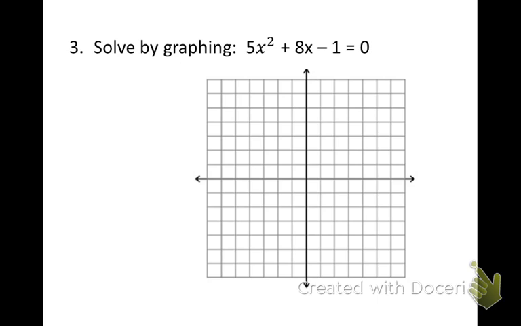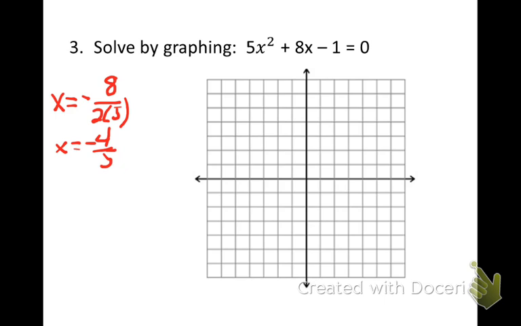Solve by graphing is where we've got to be a little careful and try to be accurate, because we never know if it's going to be a whole number or not. But I probably would want to use the axis of symmetry equation to do this one. So x equals negative, b in this case is 8, over 2 times 5, which gives me x equals negative 4/5. So probably not going to be a fun one to work with. So that's my axis of symmetry.